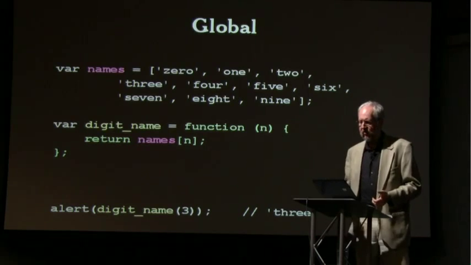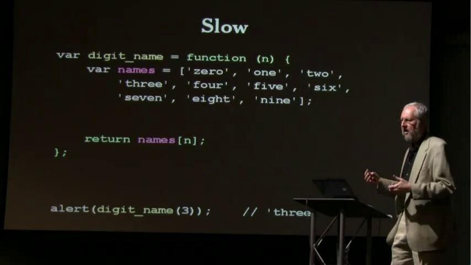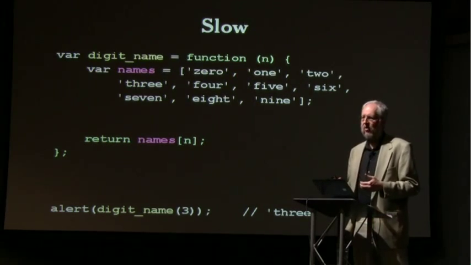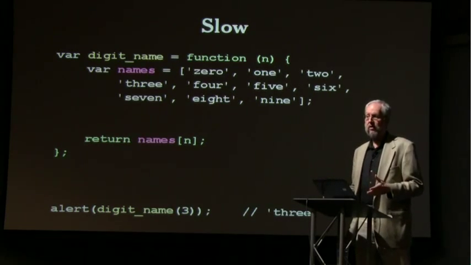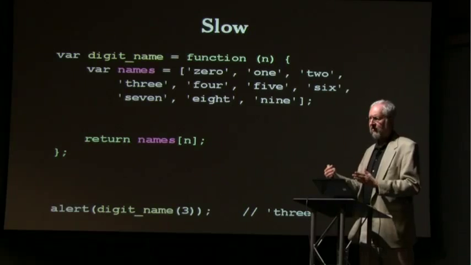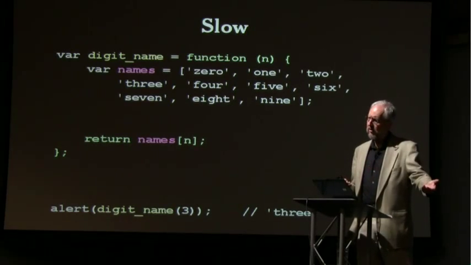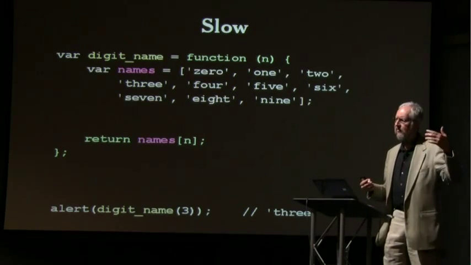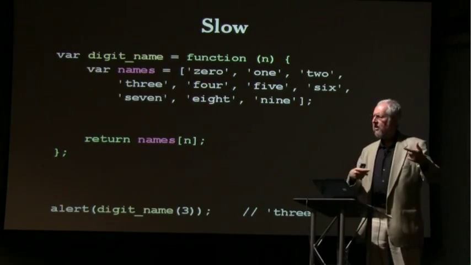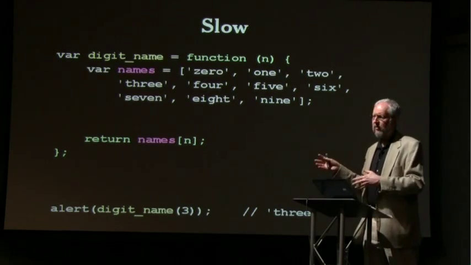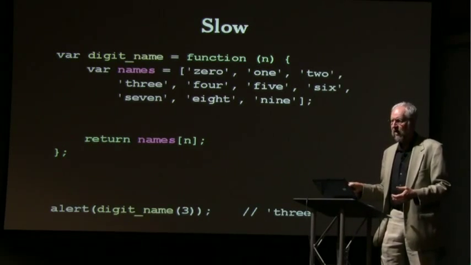So one way we could do that is to rewrite this program so that names is now a local variable of the digit name function. And that works. So it's a local variable. We have function scope. Names is not visible on the outside. So even if an evil ad comes in and has a names variable, it will not interfere with this one. So that's good. This is a much more reliable version of the function.